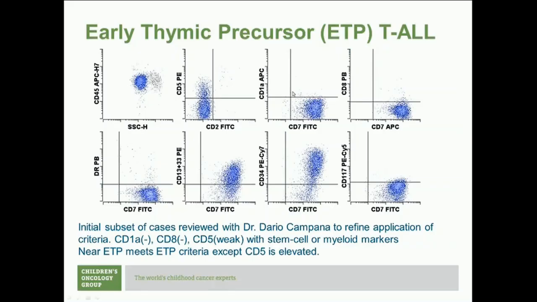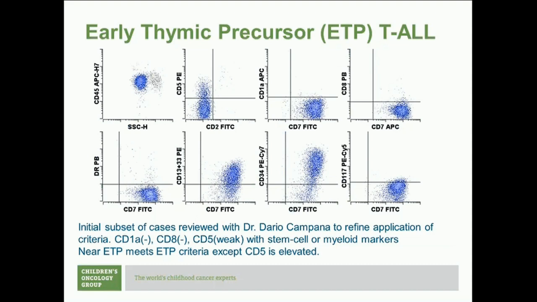So it is described as one of the earliest precursors of the T lymphocyte, and it's defined by a flow cytometry panel. So they are CD1a negative, CD8 negative, CD5 weak, and they look like mixed leukemias, like both AML and ALL, because they will have myeloid markers and stem cell markers on them. So we think those are the earliest precursors as they go down their progression. And then there is a group called near ETP, which meets that criteria but has a slightly elevated CD5.